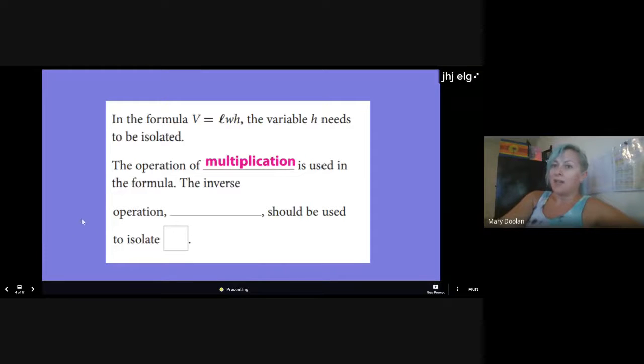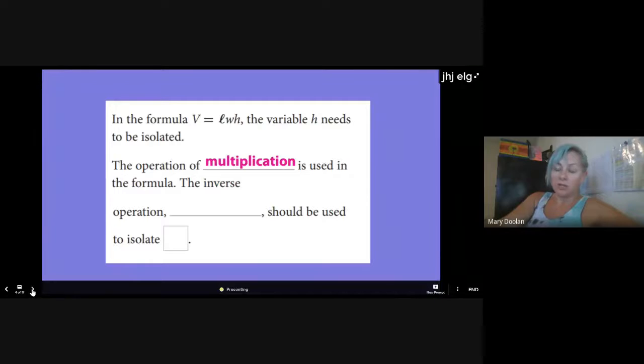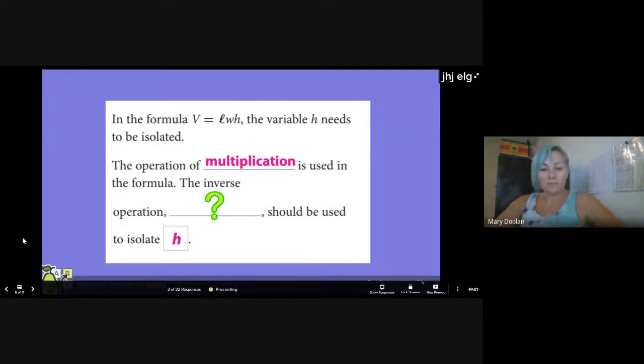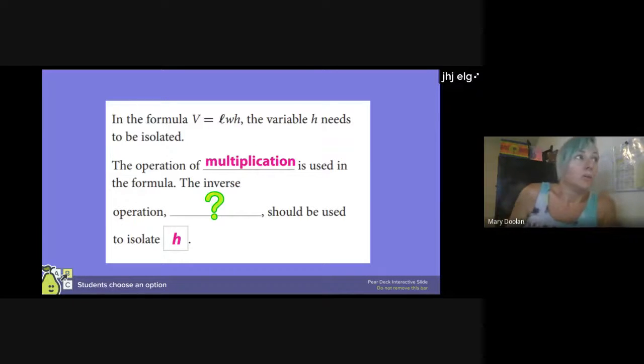I'm going to ask you an interactive slide now. What is the inverse operation of multiplication? What would we use if we wanted to isolate H? That is a multiple choice Pear Deck slide. Go to your Pear Deck tab and pick one of those four choices. How do you undo multiplication? What is the inverse operation of multiplication?